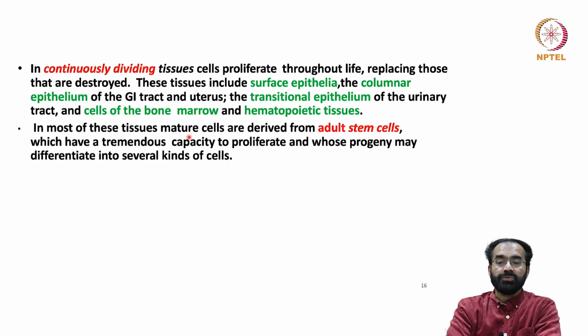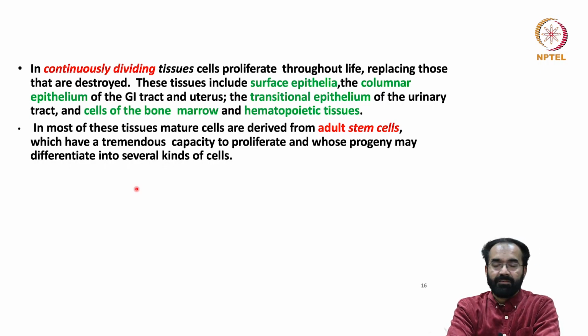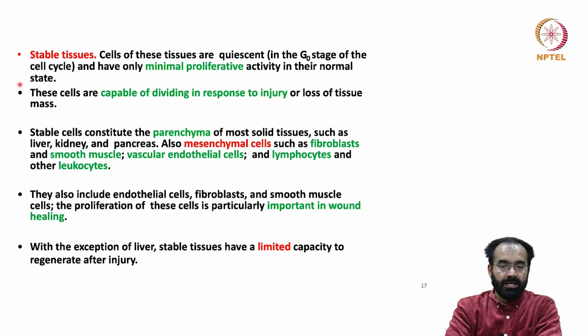In most of these tissues, mature cells are derived from adult stem cells. We saw a few slides ahead that the intestine, skin, etc. have adult stem cells, which have tremendous capacity to proliferate and whose progeny may differentiate into several kinds of cells. Based on the tissue you are talking about, those stem cells can give rise to a minimal set of cell types. When you come to the stable tissues, cells of these tissues are quiescent, that is the G0 arrested stage of the cell cycle, and have only minimal proliferative capacity in their normal situation.